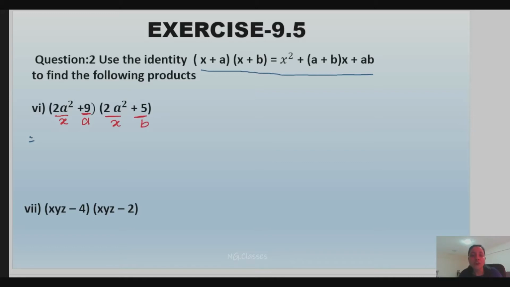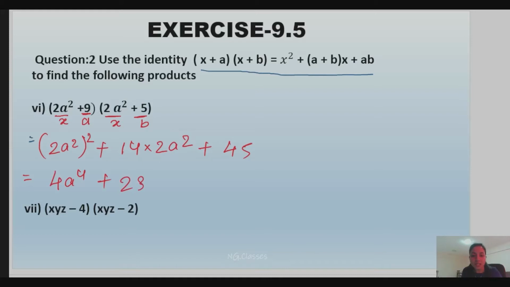Now according to the formula we will expand it. So we will write 2a square whole square plus a plus b, so 9 plus 5 we will do, 14 times x, which means 2a square, plus ab, 45. Doing the simplification, we will get 4a to the power 4 plus 28a square plus 45, and this is our answer.